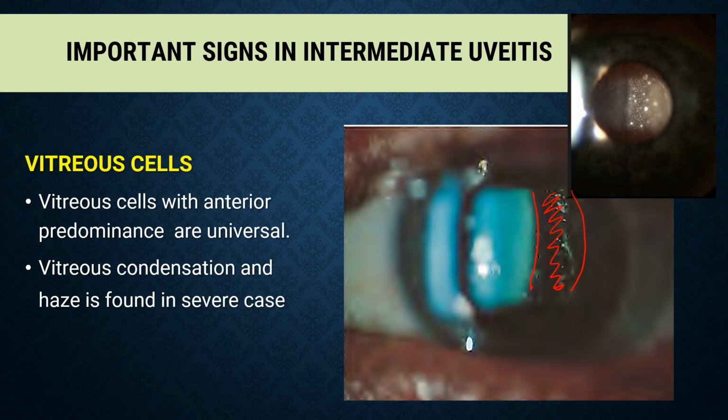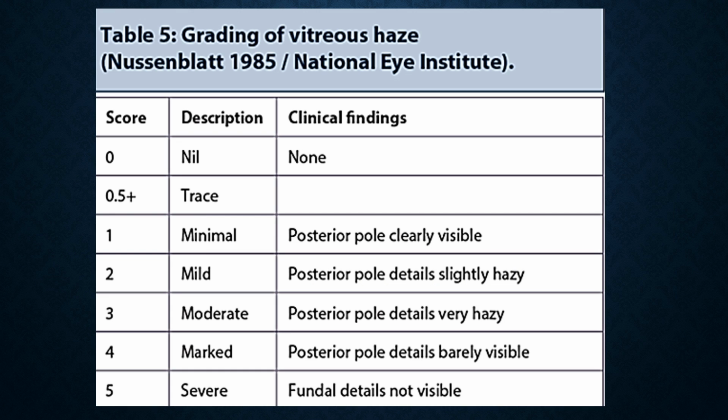Now, in severe cases, you might note that the vitreous cells will start condensing and lead to membrane formation. And when that happens, it leads to severe vitreous haze as well. So at this juncture, let us discuss the grading of vitreous haze, which is given by Nussenblatt in 1985, that is the National Eye Institute. It is very important for you to remember that the SUN group has just adopted this vitreous haze grading, which was originally given by the National Eye Institute.